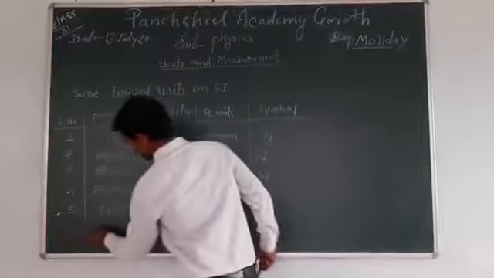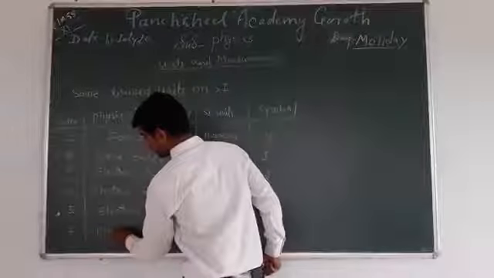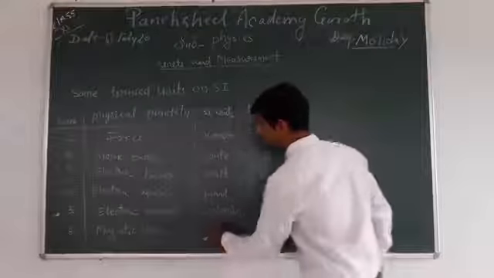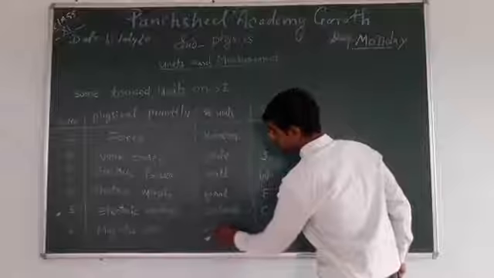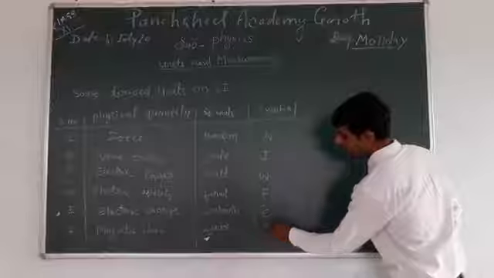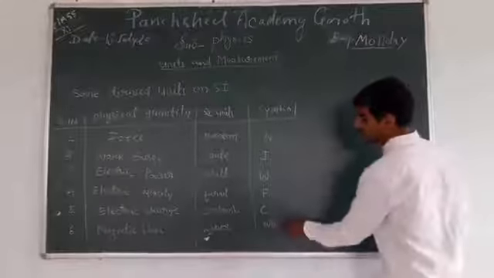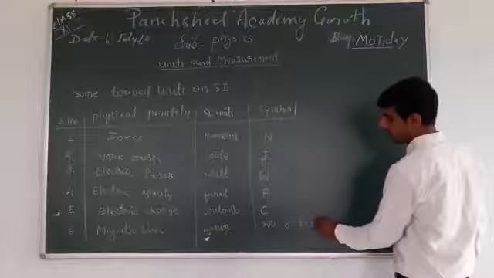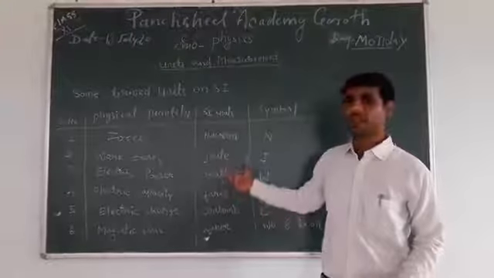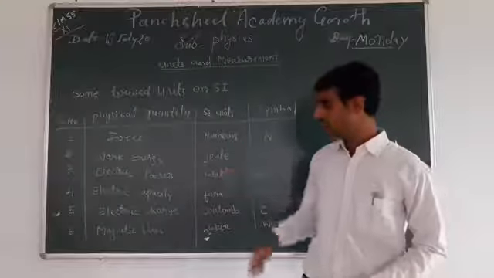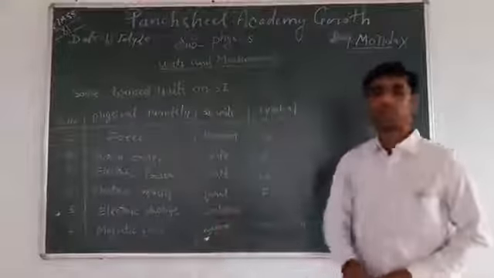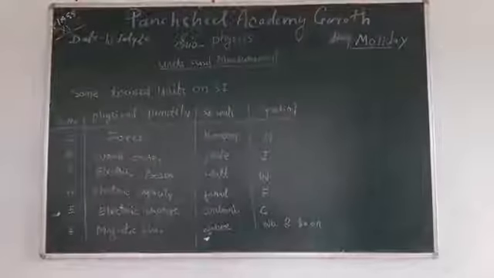Next, magnetic flux. Its SI unit is Weber, W-E-B-E-R, Weber, and its symbol is Wb, and so on. And so on means there are a lot of derived physical quantities and their SI units. So these are some derived units in the SI system. Write this down and remember.